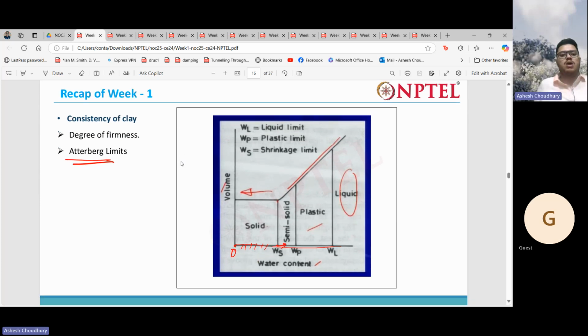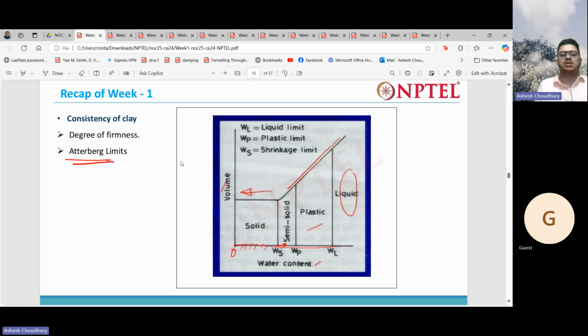Then we came across one more important topic known as the consistency of clays. What do you mean by consistency of clay? Consistency of clay is nothing but the degree of firmness. The degree of firmness of a clay is known as the consistency of clay. To define the consistency of clay, we define certain limits known as the Atterberg limits.